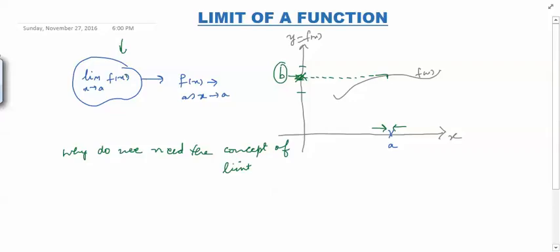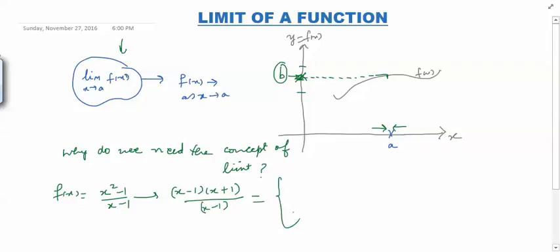For that, just look at this function f of x is equal to x square minus 1 upon x minus 1. This is a simple function. You can factorize the numerator. You have x minus 1, x plus 1 upon x minus 1. And you can further simplify it. You can cancel this common factor x minus 1 when x is not equal to 1, because otherwise this factor is 0. So this is actually x plus 1 when x is not equal to 1.